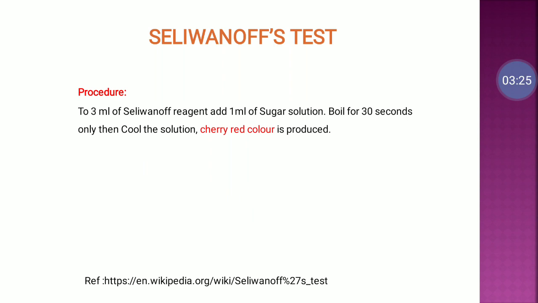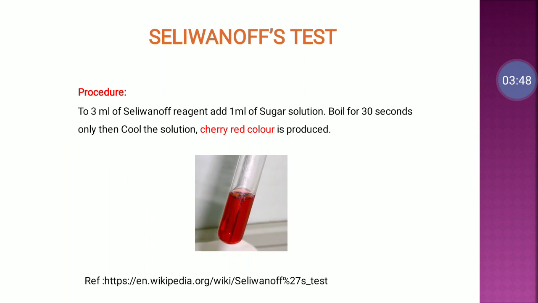Next test is Seliwanoff's test. So how will we do it? We will take 3 ml of Seliwanoff's reagent. To that we will add 1 ml of sugar solution and we will boil this mixture for 30 seconds. After that we will cool it and we will get a cherry red color. This cherry red color indicates the presence of a keto group in the sugar. So it might be fructose or sucrose.